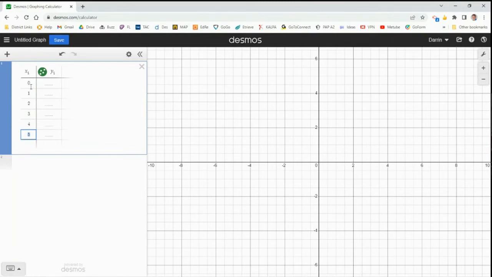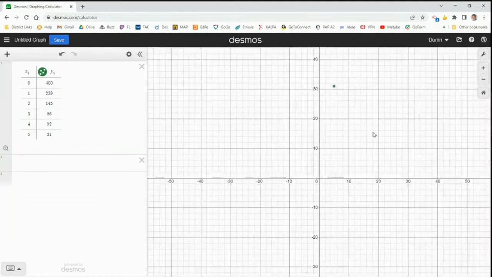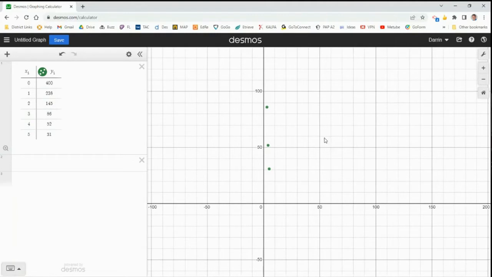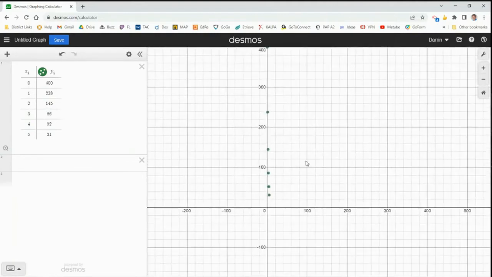We have 0 through 5, and this information is 400, 238, 145, 86, 52, 31. All right, let's look at those points. We have to zoom out a ways because the first one's way up at 400. All right, way up there.